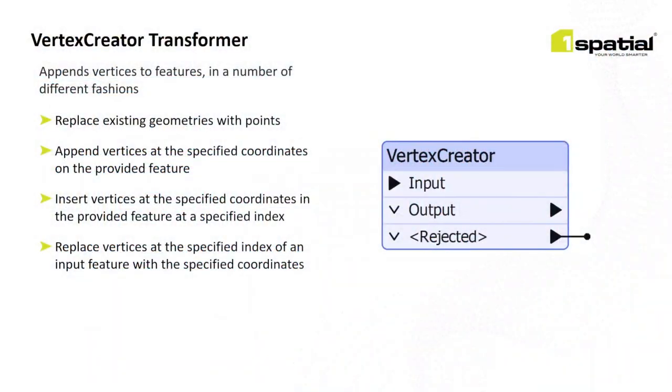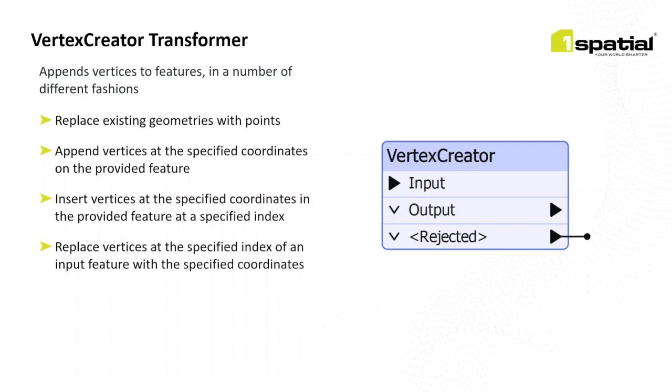The next transformer that I'm going to talk about is another transformer that I think is misunderstood, and that is the VertexCreator transformer. A transformer that appends vertices to features in a number of different fashions. And this can be as simple as just replacing an existing geometry with a point. Spoiler, that's the one I think that everyone gets focused on. Append vertices at the specified coordinates on the provided feature, insert vertices at specified coordinates in the provided feature at a specified index, and replace vertices at the specified index of an input feature with the specified coordinates.